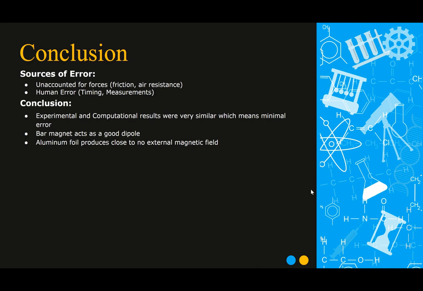So overall, the experimental being 1.21 and computational being 1.13 results were very similar, which means overall there was minimal error, but that error did come from air resistance in the real world example that I did not account for. Also, the bar magnet does in fact act as a good dipole. And finally, the aluminum foil produces almost no external magnetic field.